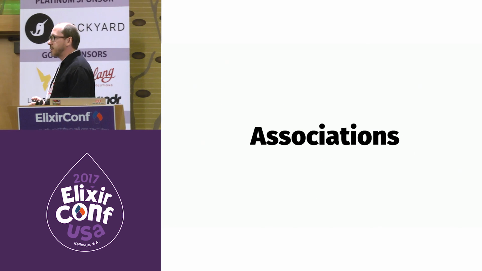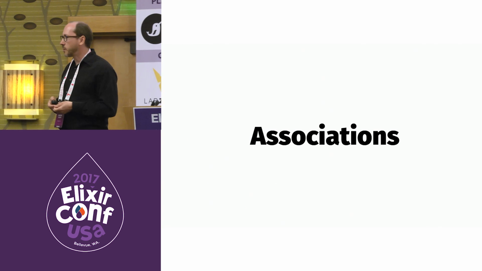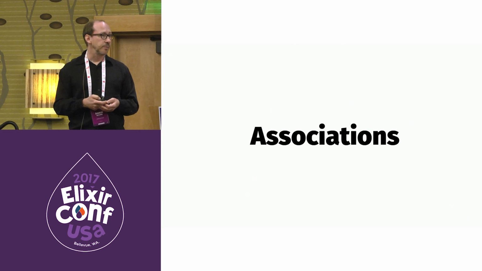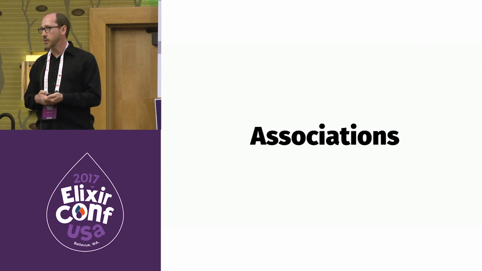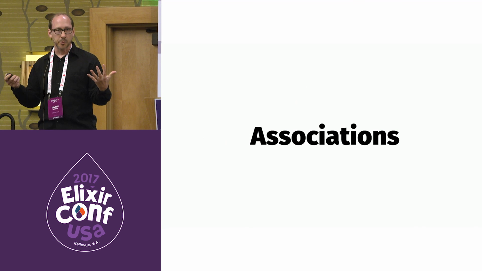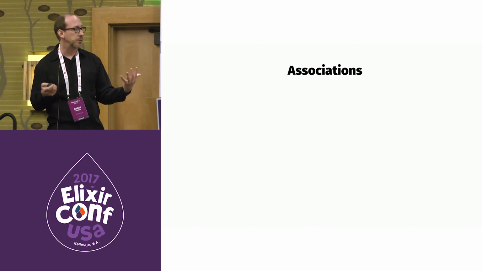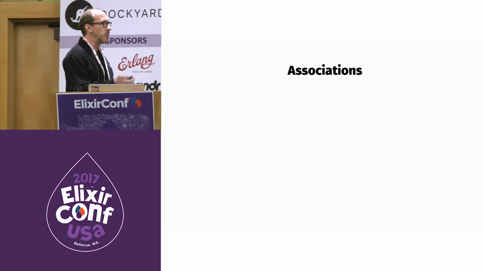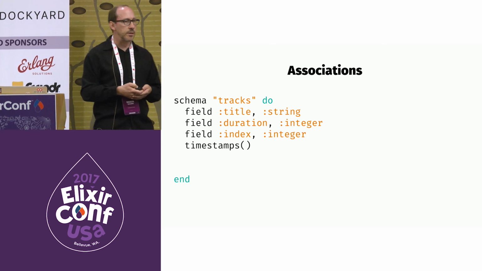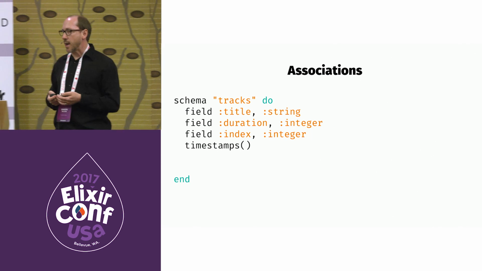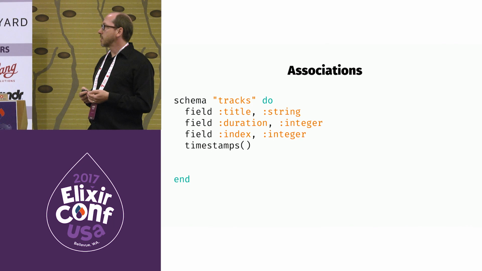Now, the next place that explicitness can kind of bite you a little bit is working with associations. So Ecto supports this notion of associations, creating connections between different database tables and their associated structs. So we just defined an album struct. Kind of makes sense that we would have tracks as well. So here's the schema for tracks.